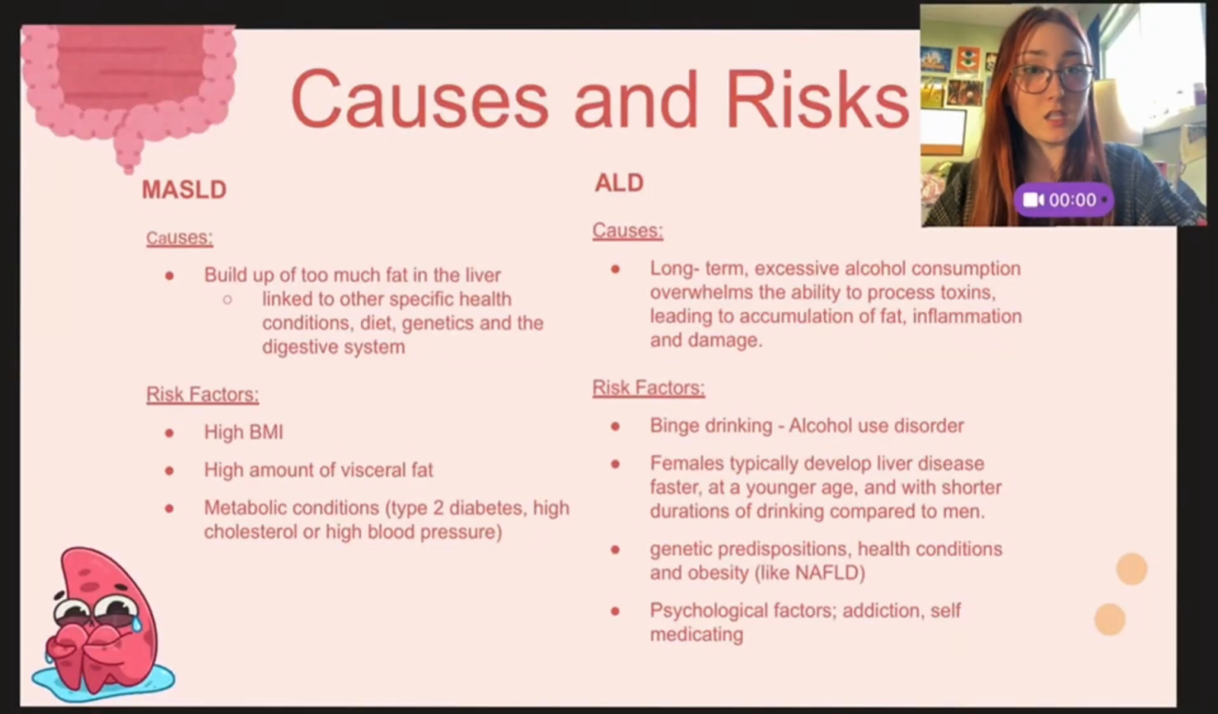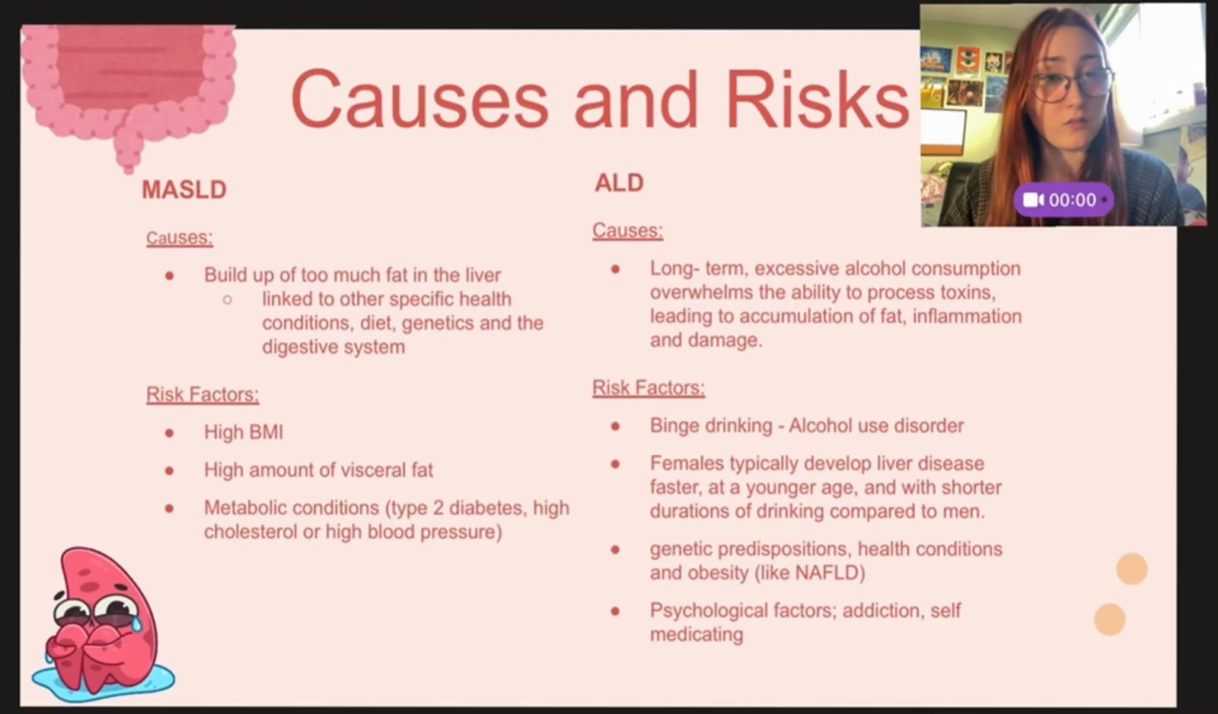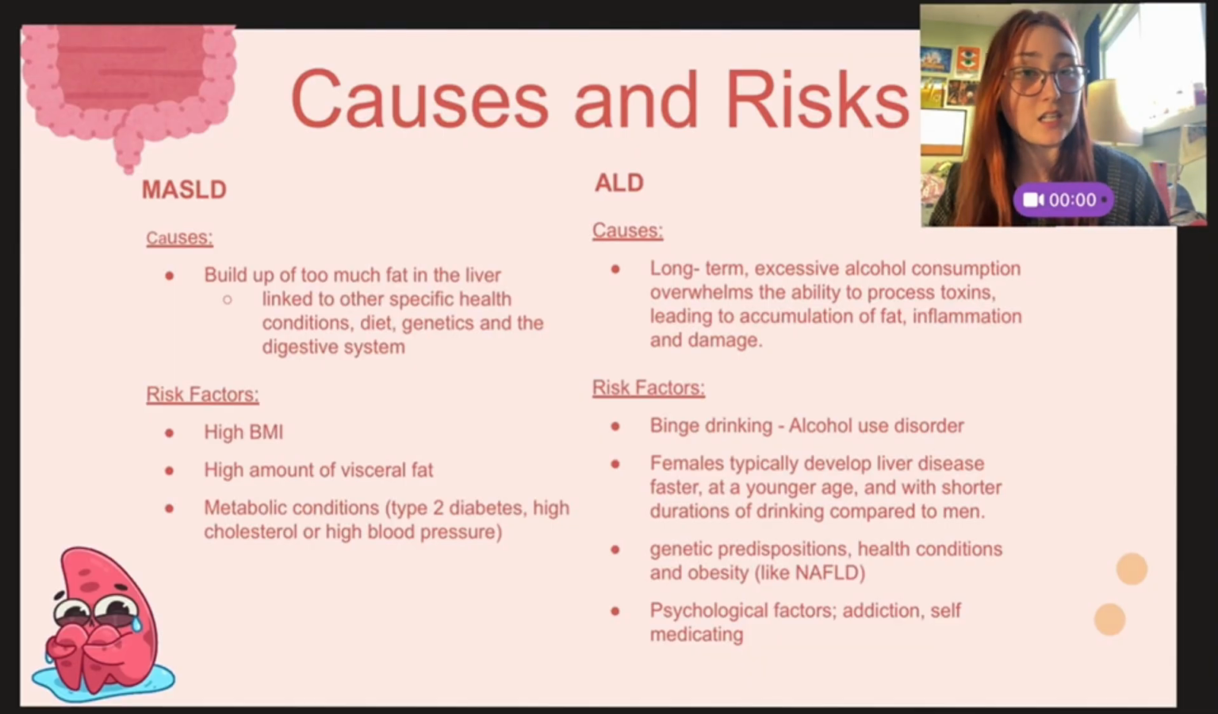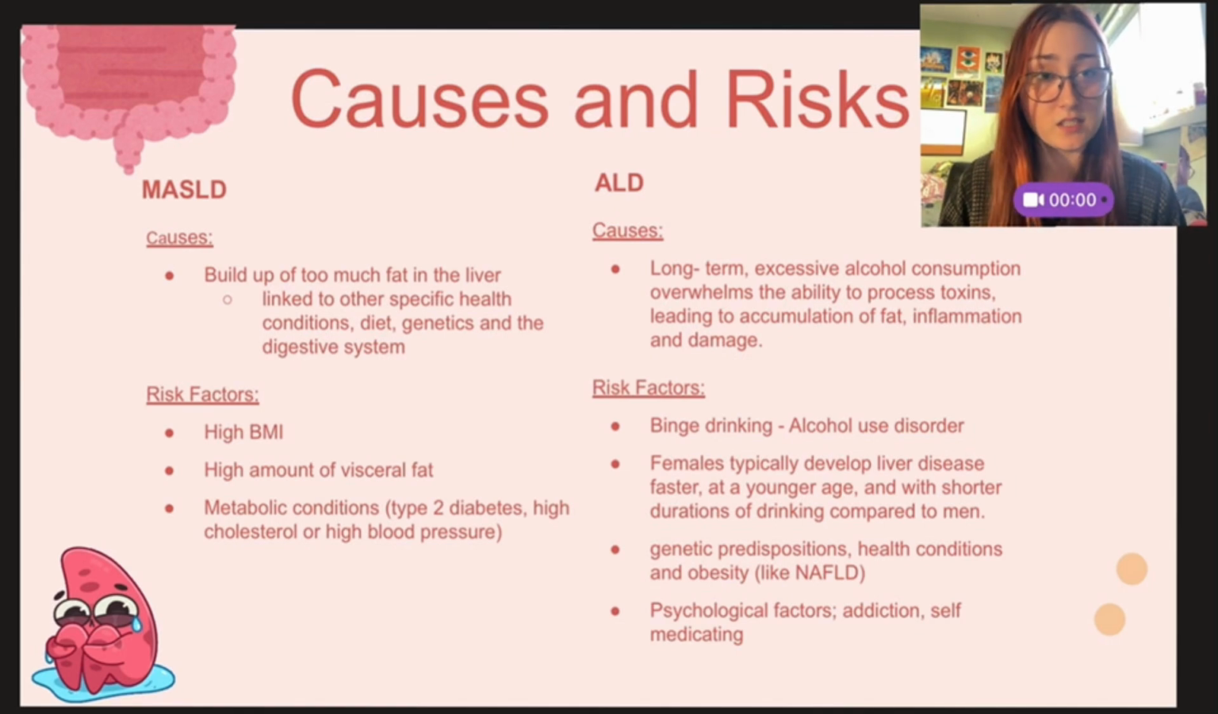I'm Riley Clayson, and I'm going to be explaining the causes and risk factors associated with fatty liver disease. So as we know, there's the two types. For metabolic dysfunction-associated steatotic liver disease, the main cause is a buildup of fat in the liver. This is linked to specific health conditions, diet, genetics, and the complications with the digestive system. So it could be due to a number of reasons.